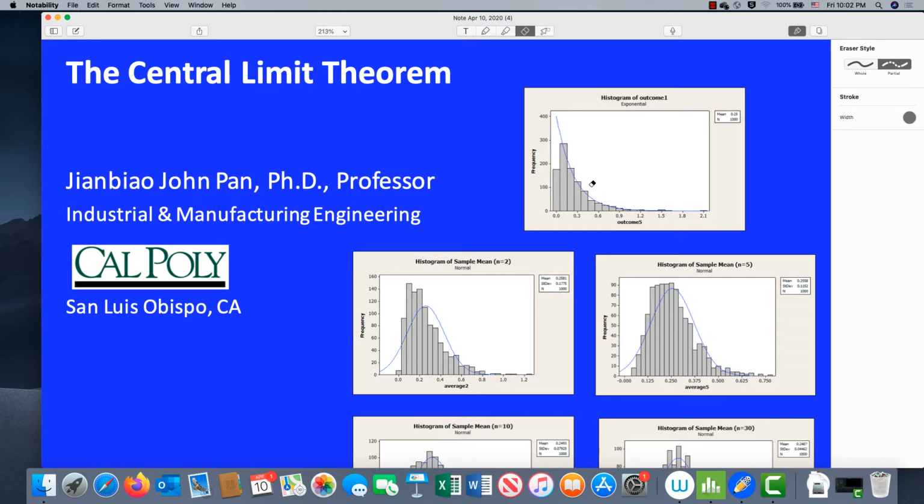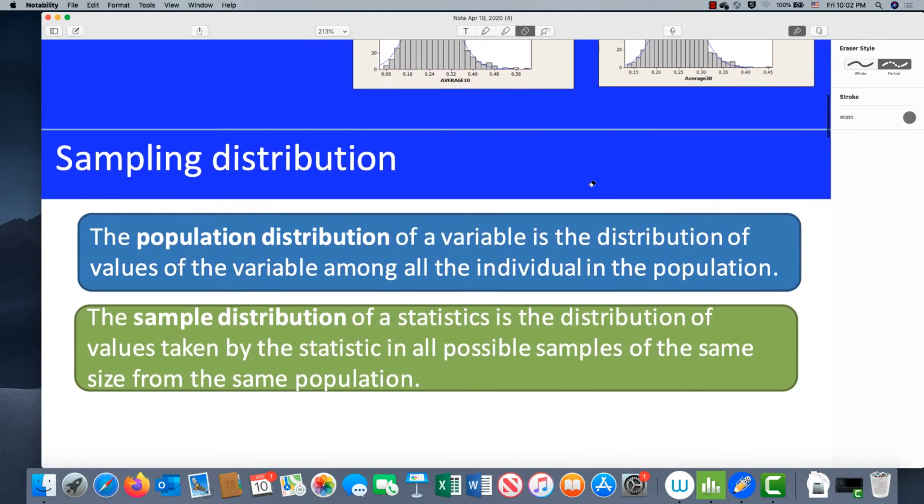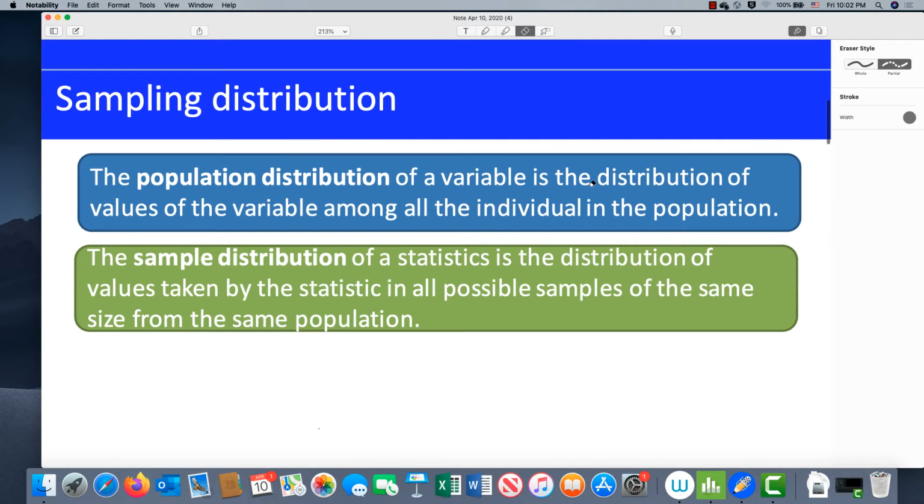Today I would like to present the Central Limit Theorem. The Central Limit Theorem is one of the most important concepts in statistics. Before we talk about the Central Limit Theorem, I would like to talk about the difference between the population distribution and the sample distribution.